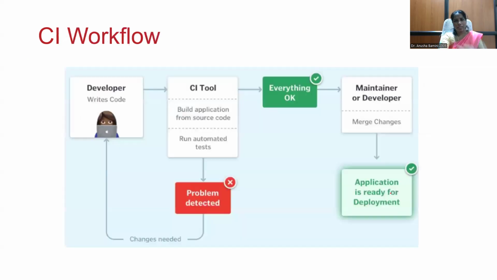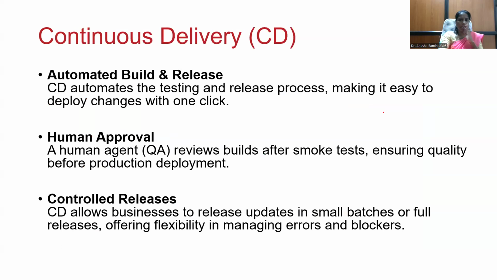Okay. Then this is the CI workflow. The developer develops the code. In the CI tool, the built application is tested with the source code as well as data sets. If a problem is detected, it moves back to the developer side. If there are no errors, it moves to the next step, the maintainer or developer, who merges the changes. Now the application is ready for deployment. Okay, so the CI part is over. Continuous integration is over. We developed the code without any errors. That is continuous integration.